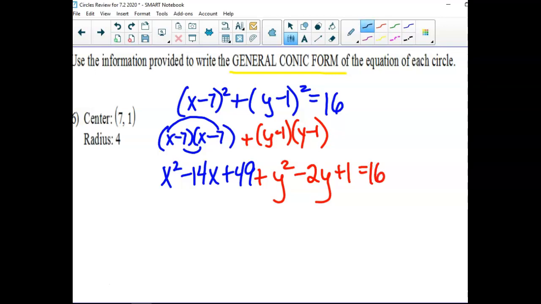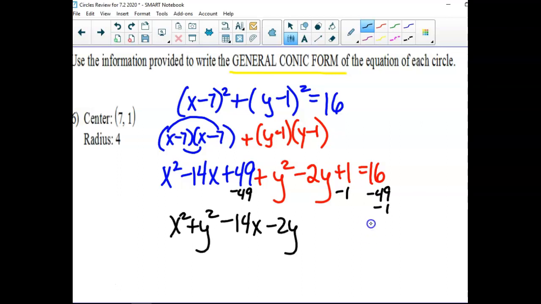All right, general conic form puts all the squared terms, I believe, first. Then all the non-squared, so we'd have like minus 14x and a minus 2y. And then we're going to move all the constants to the other side, or they make it equal to 0, I'm not really sure. I'm going to subtract the 49 and the 1 over to the other side. Someone help me. 34 negative? Okay, not positive, but that might be what they would write for general conic form.